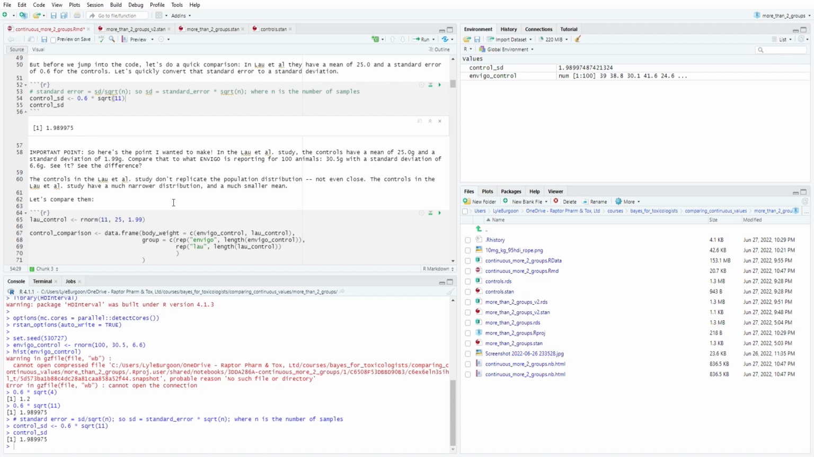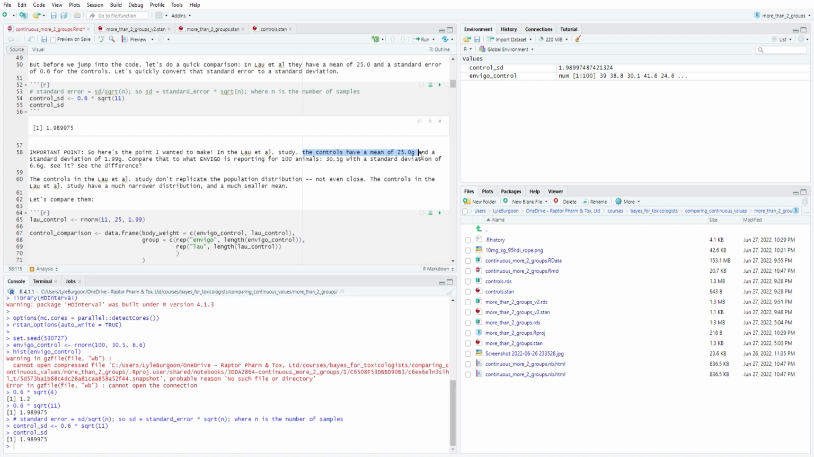One of the things I wanted to point out is, the controls for the mean have a mean of about 25 grams and standard deviation of, as you can see here, 1.99 grams. Let's compare that now to what Envigo is reporting. They have 100 animals in the Envigo report. They have a mean of 30.5 grams. That is 5.5 grams larger than what we're seeing for the mean for the Lau study. And the Envigo is reporting a much larger standard deviation, 6.6 grams.